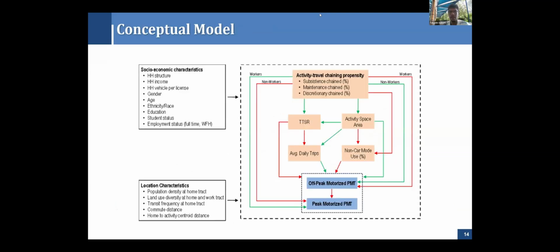This slide presents the path diagram for the conceptual structural equation model framework, showing the hypothesized relationships between the activity travel chaining propensity, travel time savings ratio, average daily trips, activity space area, mode use, represented by the proportion of NMT and transit trips, and peak and off-peak PMTs. There are a total of 10 endogenous variables which are affected by the exogenous variables on the left, representing socioeconomic and location characteristics. The color of the arrows shows the hypothesized direction of the direct effects. Green means positive and red means negative. So with this diagram, I present here the hypothesized relationships of two models, one for workers and one for non-workers.